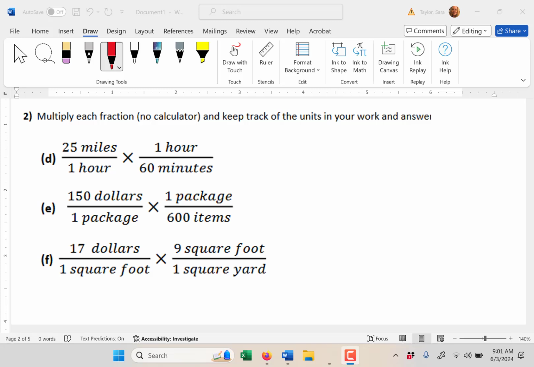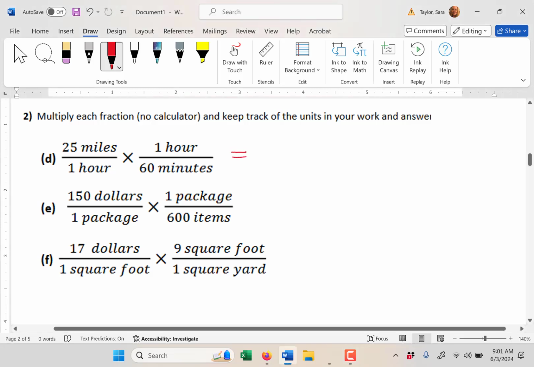In this video, we're going to multiply one rate with units times a second rate with units. Remember, when multiplying fractions, if you have a common factor in the top with a common factor in the bottom, you can cancel those common factors. So in part D here, it says we're taking 25 miles per 1 hour times 1 hour per 60 minutes.